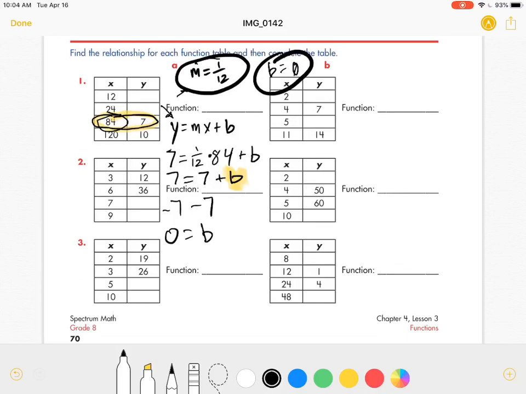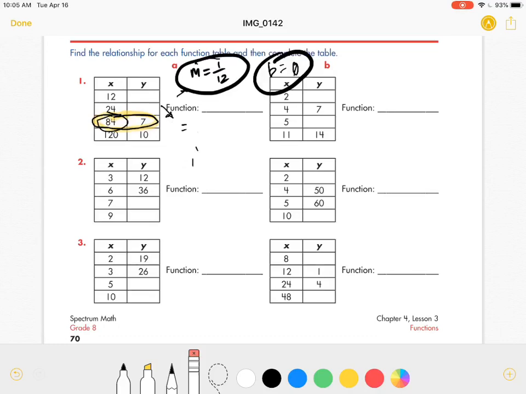And now I have solved every part I need for my equation. So again, if you need to pause so you can show your work, go ahead and do that now. I'm going to erase my work so that I have room to write my answer. And so my equation, in y equals mx plus b form, always, is y equals 1/12 x plus 0. So my equation is really just y equals 1/12 x. If I wanted to get rid of this plus 0, I could.